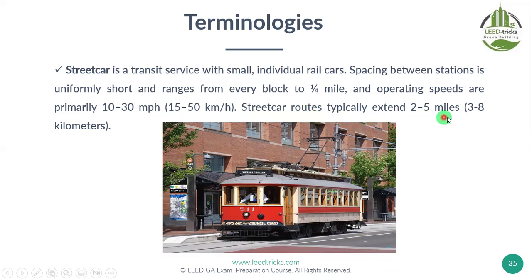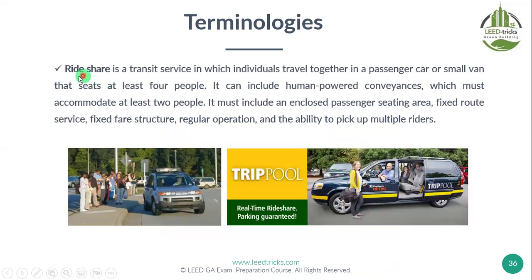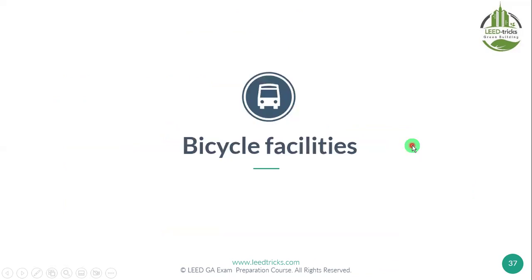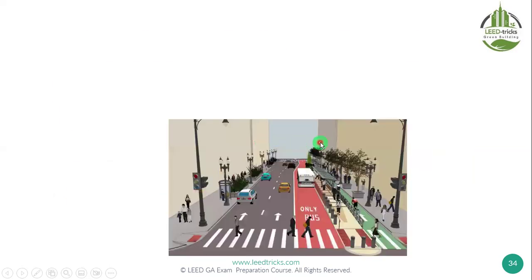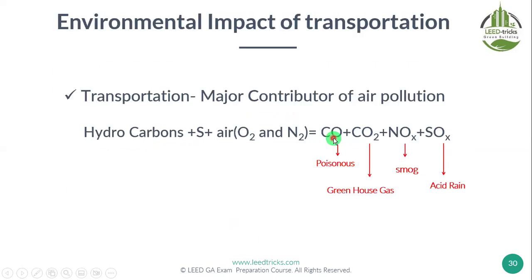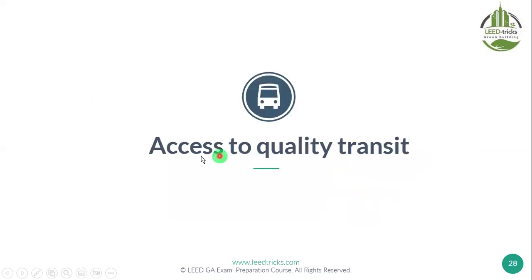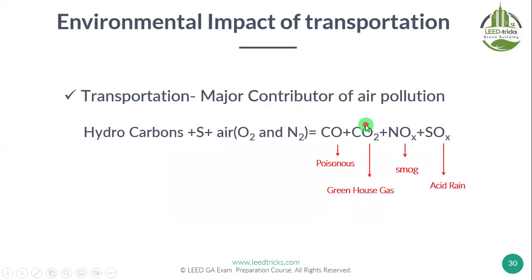Streetcar routes extend 2 to 5 miles. It's within a neighborhood, like this streetcar can go through some major neighborhoods only. It's within quarter mile also. Ride share, where you go to the station and ride, this also can be counted if there is a ride share within quarter mile. All these are the strategies under this credit. You need to remember all of them, by numbers and requirements. Again, this is access to quality transit. Now we'll move to the next credit.